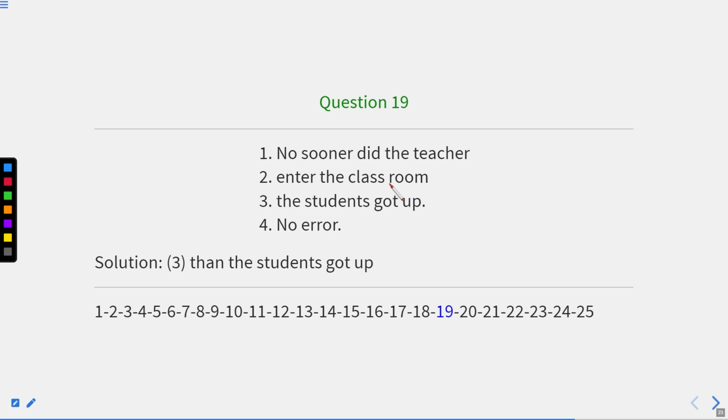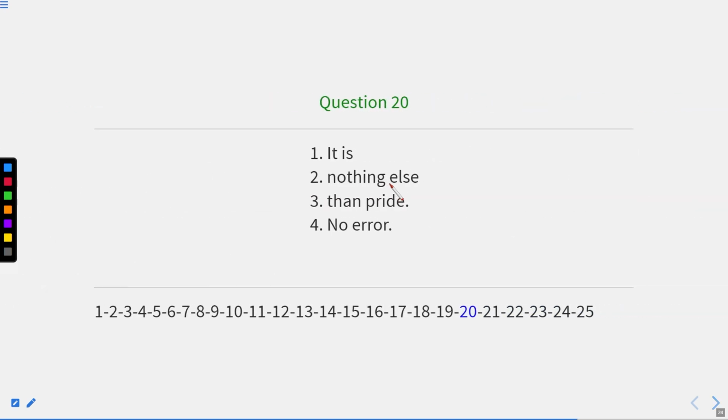Now let us move to the next one. This is question number 20. It is nothing else than pride. With else we always make a pair with but. So here the error will be in part third, that is, this than should be replaced with but. Because else is always paired with the word but.